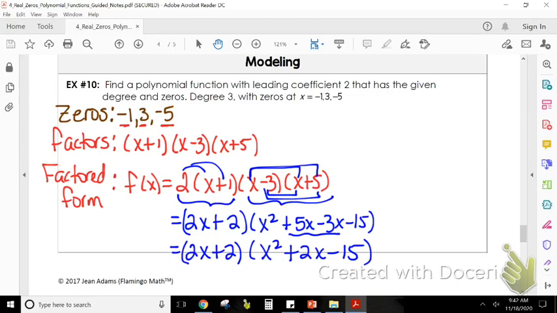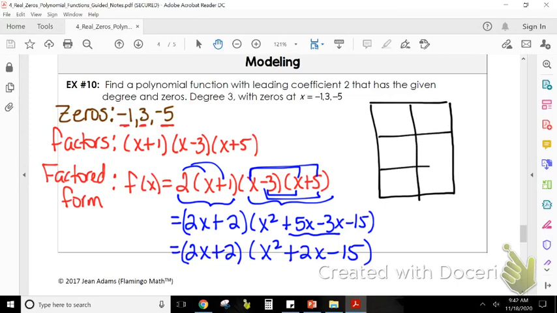So I'm going to have this box here, and I need to make it a 2 by 3. Doesn't matter if it's 3 going across or 3 going up and down, okay? So I'd have my 2x plus 2, and then I have my x squared plus 2x minus 15. And so we're just going to multiply these through.